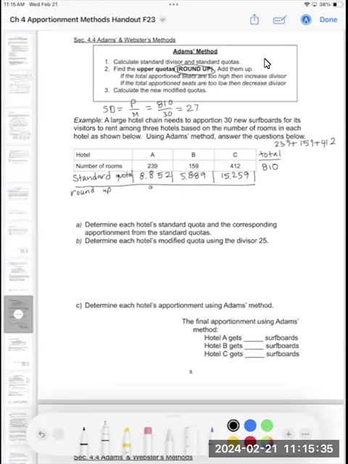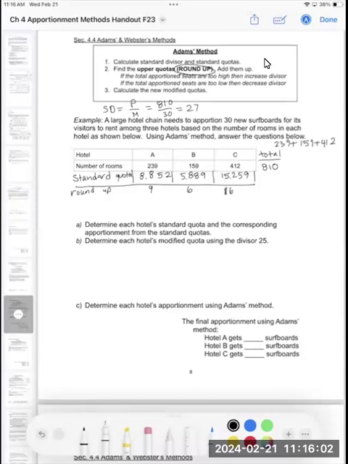and I get 9, 6, because we're just rounding to the number. 8.852 is the number between 8 and 9. So I just round up to the higher number 9. And then 5.889 is the number between 5 and 6. So I round up to 6. And then 15.259 is the number between 15 and 16. So we round up to 16.